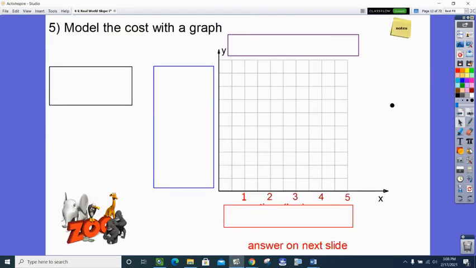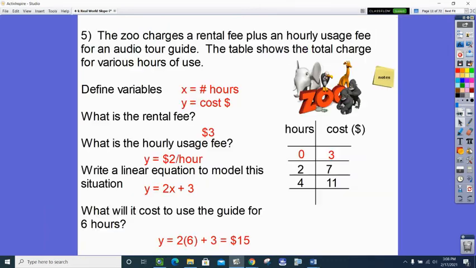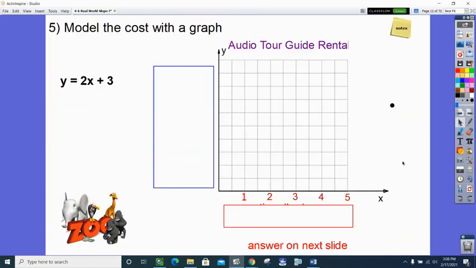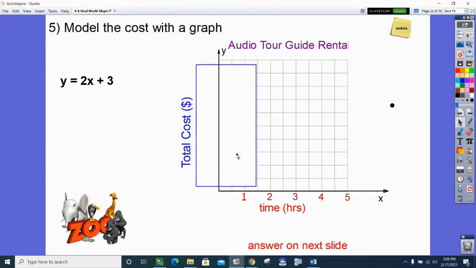So let's talk about what if we were going to graph this. Let's just go back and kind of remember how to graph a real world graph. First of all, we would need a title and we need some labels. So, a title might be audio tour guide rental. Now remember that your X is really easy to label. It's going to be your definition of hours and your Y would be your cost in dollars. So if we come over here, you can see there's our time in hours. And then over here, there is our total cost.